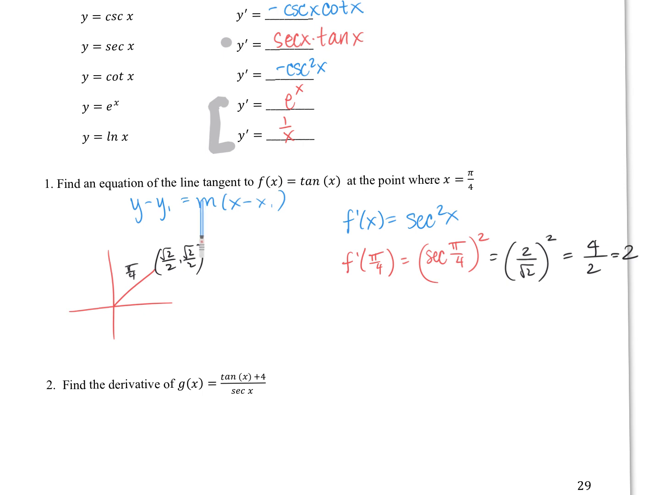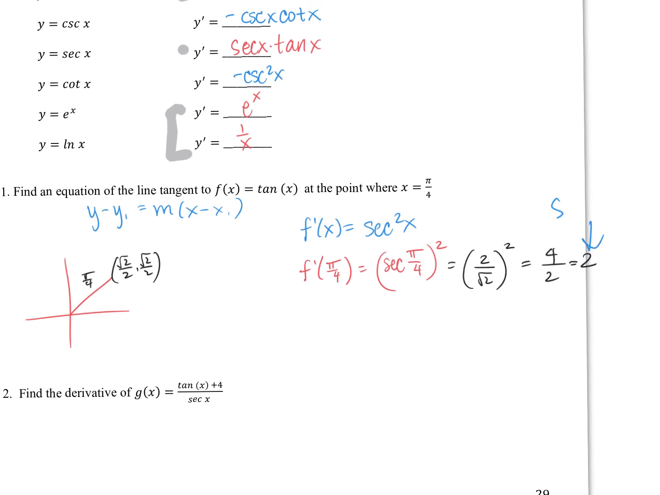Now I need a point. Do you agree they gave us the x? How could I find the y if I know what the x is? Just plug it in. Exactly. This is going to get me my slope, and maybe you write yourself, this is my slope. Now to get the point, I just want to know what is f of pi over 4. No f prime, because I just want the point.